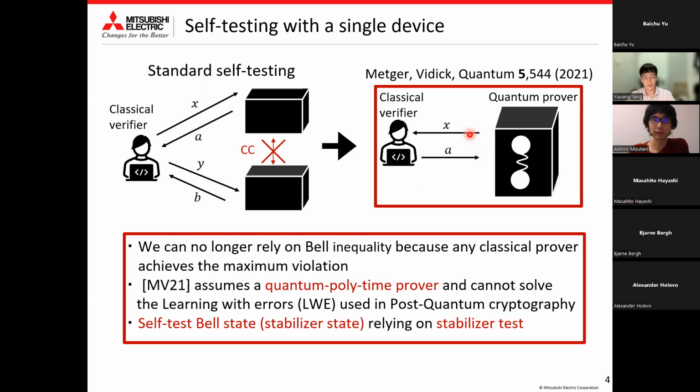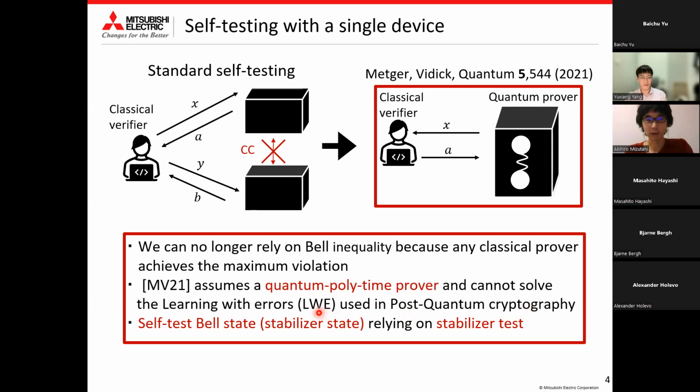In this paper, instead of assuming multiple provers, they assume a computationally bounded quantum prover. In the standard self-testing protocol, there is no such computational assumption on the provers, and the provers' computational abilities can be unbounded. But here they assume a quantum computer operating in polynomial time that cannot solve the learning with errors problem. Here LWE is short for learning with errors. This is a mathematical problem used in post-quantum cryptography.